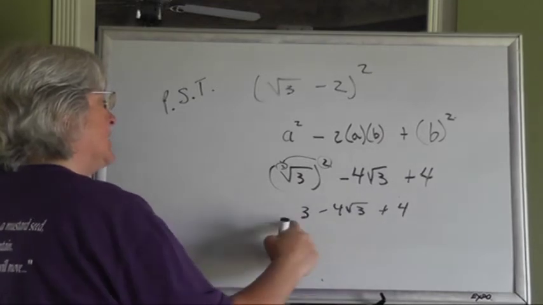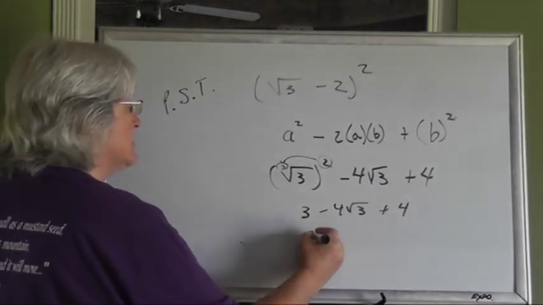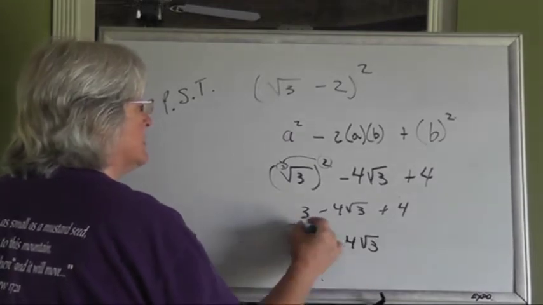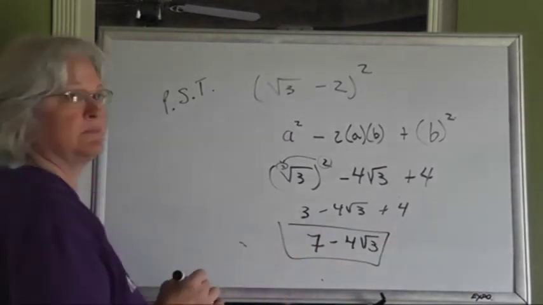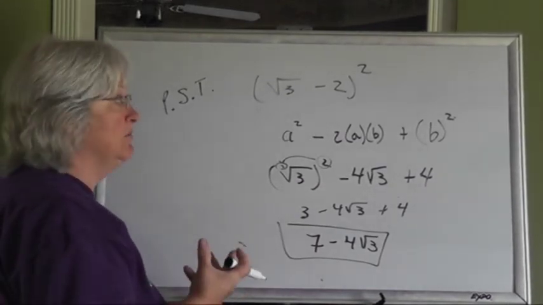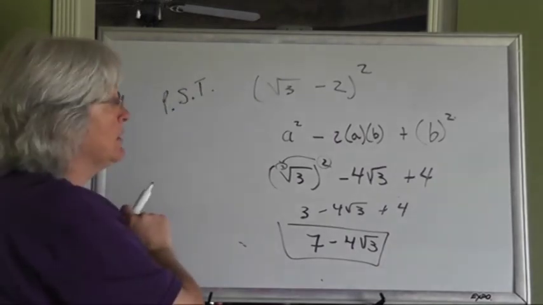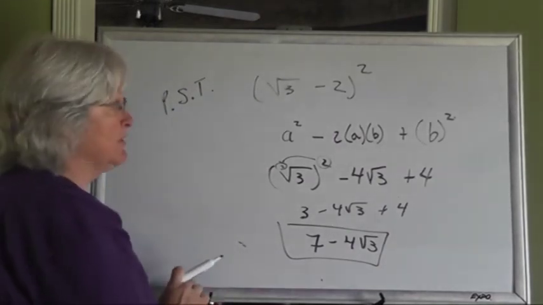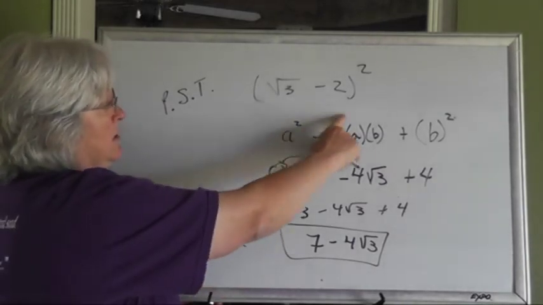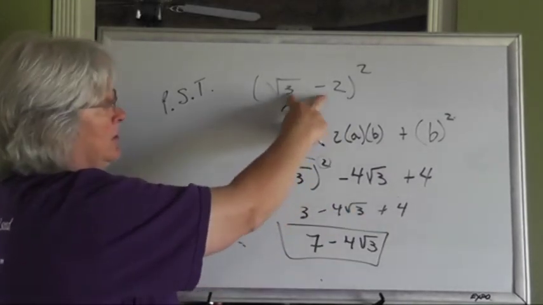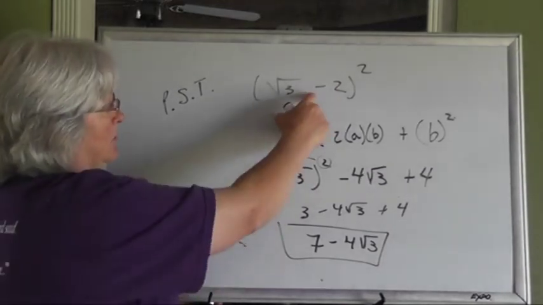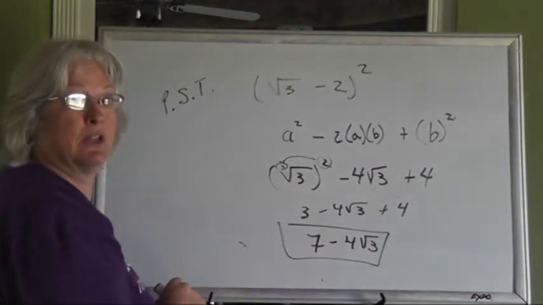3 minus 4 times the square root of 3 plus 4. Let's go ahead and combine our whole numbers: 7 minus 4 times the square root of 3. Once again, you can still go through the extra work of using FOIL to come up with this product. If you recognize that it's a perfect square trinomial, you square the first term, you square the last term, you multiply these together, minus 2 times the square root of 3, and you double it. And you get the answer.